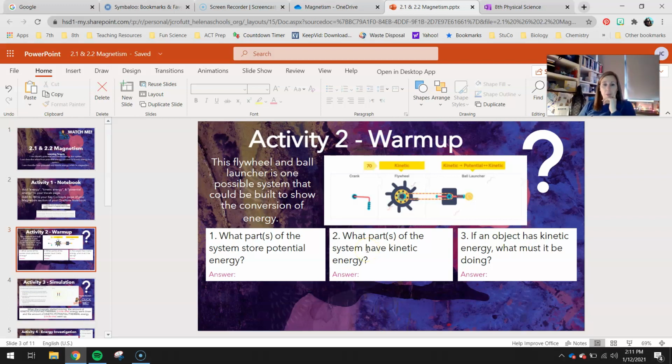Okay, what parts of the system have kinetic energy? And then finally, if an object has kinetic energy, what must it be doing? Again, think back to what the definition of kinetic energy is to begin with.